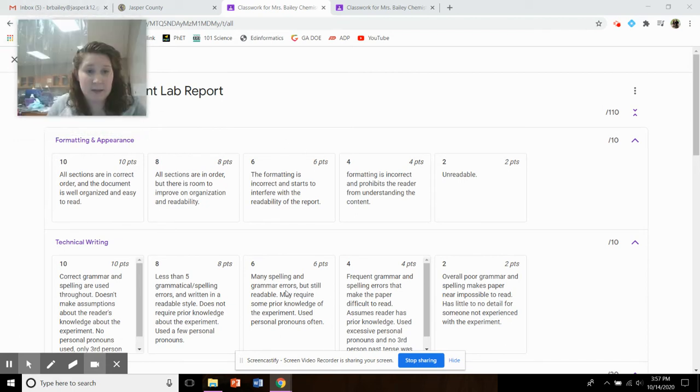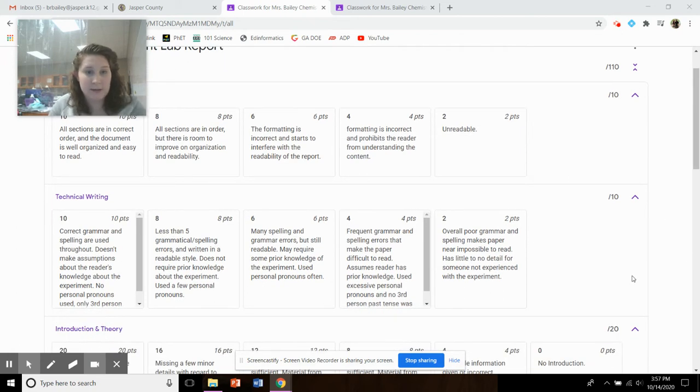The formatting and appearance is for 10 points of the 110. And it's basically, it's all in correct order. I can read it. Not a lot of things are spelled wrong. It just looks nice, and it's readable. Now, technical writing, this is actually where the grammar and organization of your writing, the sentences are structured correctly, they flow, they make sense. That's where all this is going to come in. So this is where your grammatical errors and your spelling errors are. And again, that's for 10 points. So those are really 20 easy points right there. Just use your writing skills. And I can help you with any of that if you need it.